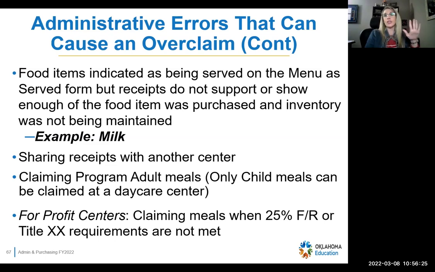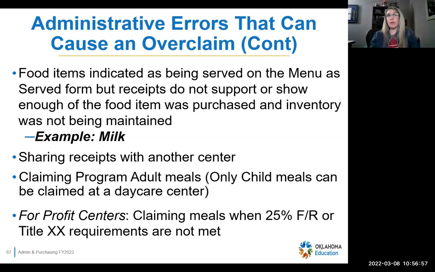Any helping adult that is not enrolled in the center is called a program adult. But you cannot claim them; this is only for participants. People participating in the program are the only ones that can be claimed. And if you're a for-profit daycare, so we have a lot of nonprofit daycares, but we also have a ton of for-profit, the only way that you can claim is if you are over 25% free and reduced, either by applications or by Title 20.